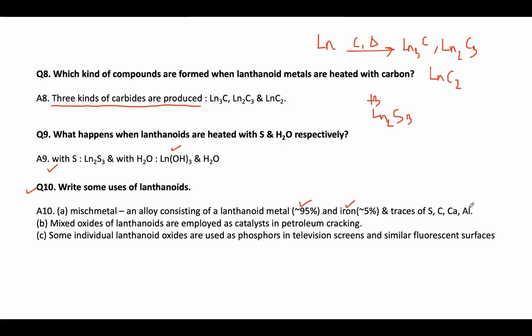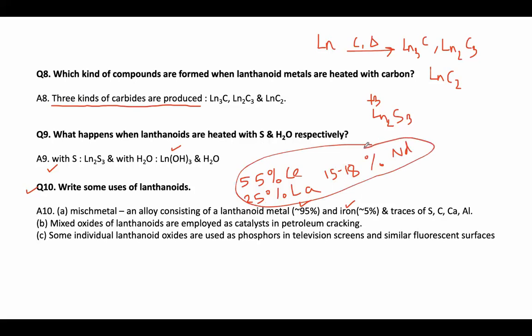A typical composition includes, for the lanthanide metal portion, almost 55% cerium and 25% lanthanum. In some other cases, 15 to 18% will be neodymium. So this is one of the different compositions of mischmetal, with 55% cerium, 25% lanthanum, and 15 to 18% neodymium, and traces of other metals. In total this is about 95%, and the remaining 5% is other metals.